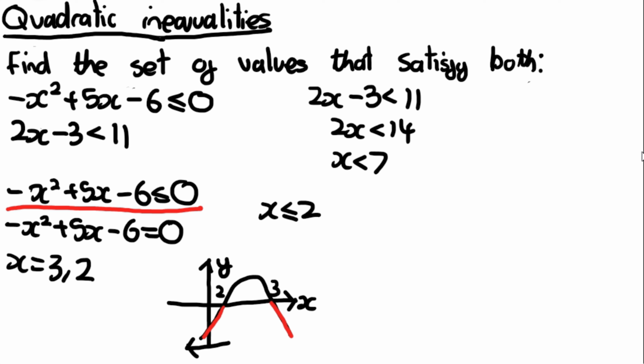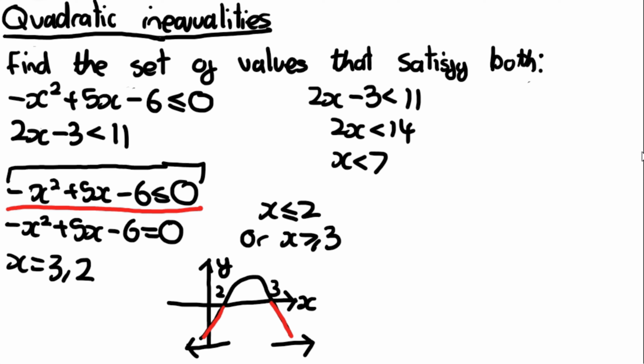Remember, it's going to have the equal sign because the inequality here also has the equal sign. Or when x is greater than or equal to 3, because it goes in this direction like here. Of course, you could also put this inequality into the calculator in order to check your answer to make sure you got it right. But remember, you need to show the method, so don't just use the calculator.